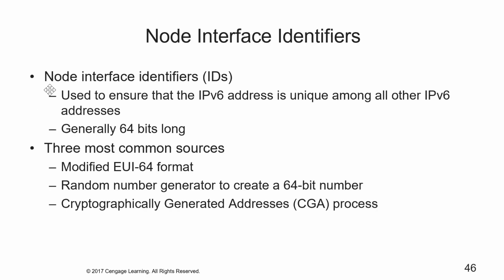Node interface identifiers, or IDs, for IPv6 addressing are used to ensure that the IPv6 address is unique among all other IPv6 addresses. They're generally 64 bits long. The node interface ID can be constructed from different sources, the three most common being the modified EUI-64 format, a random number generator to create a 64-bit number, or a cryptographically generated address.